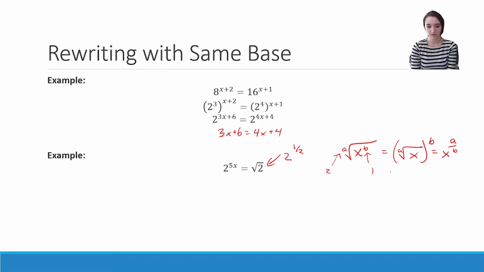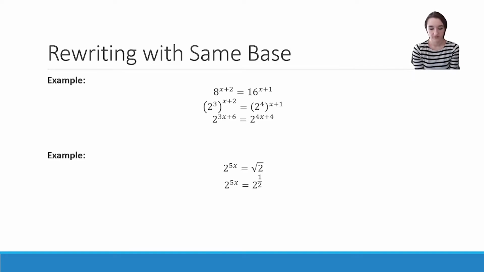So x to the a over b, x to the b over a, wow. X to the b over a is equal to x to the 1/2. I apologize for that mistake. So x to the 1/2 power, or 2 to the 1/2 in this case because our x is 2. So we can rewrite this as 2 to the 5x equals 2 to the 1/2. So once we have that, we can then just say 5x equals 1/2 and go through solving by dividing by 5 and all of that.